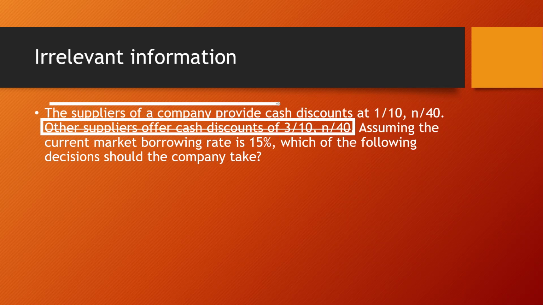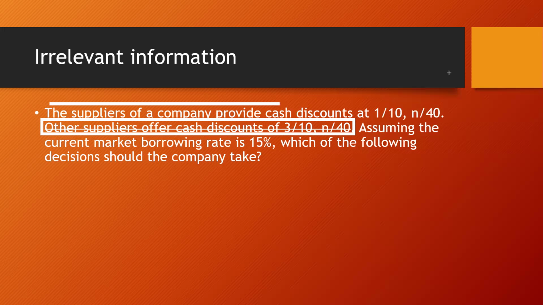He gave me a cash discount. So read it in this way. There are other suppliers offering a discount rate of 3/10, 40, but I haven't purchased from them. I made the purchase from my supplier of the company provided. So he is my supplier. So assuming the current market borrowing rate is 15%. That's one of the things.